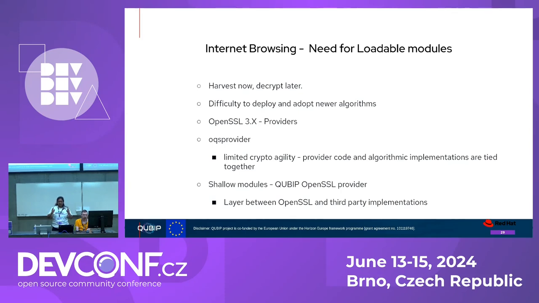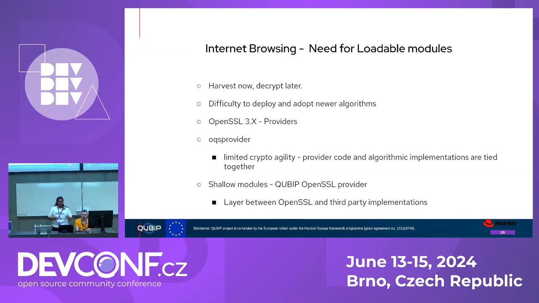And because of this option in OpenSSL, OQS provider could very well integrate with OpenSSL, and now we're able to use the algorithms. Although this was possible, there is a lack of crypto agility in this, because if you want to change any algorithm, you still have to change the provider code. You still have to change the OpenSSL provider, and this is something that we probably don't want.